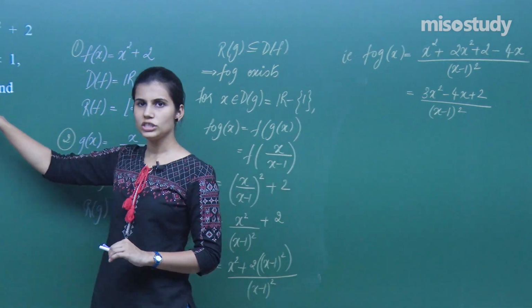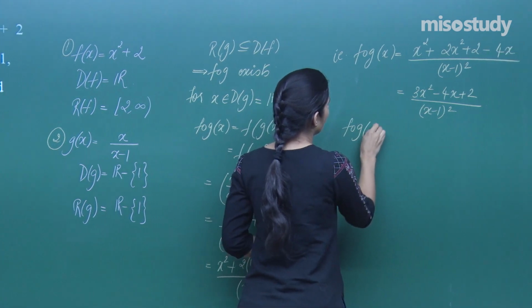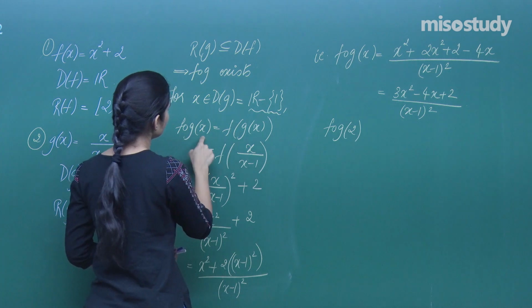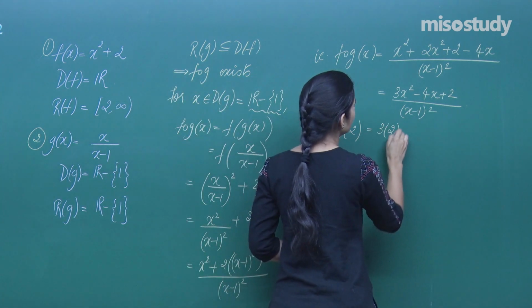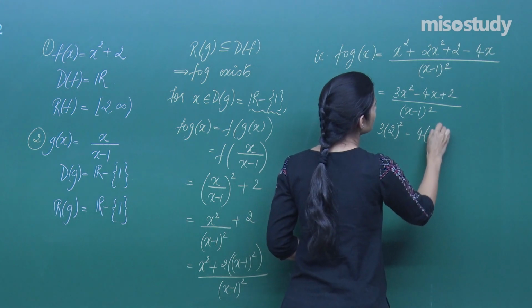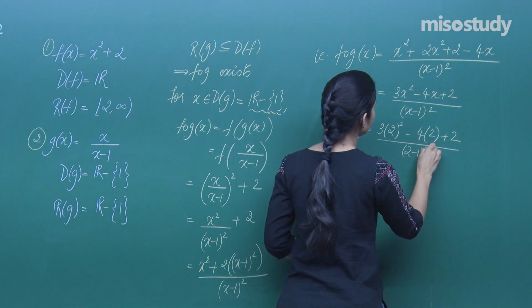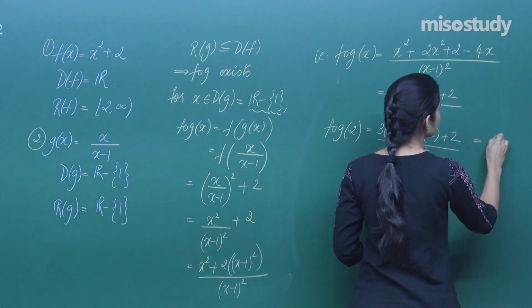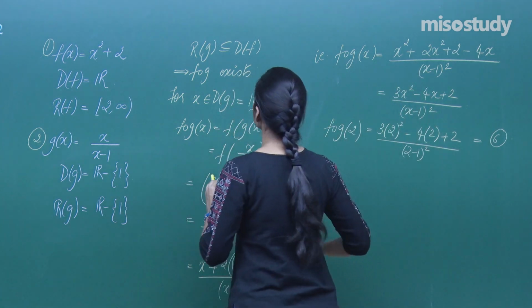And you are supposed to find FOG of 2. So FOG of 2 lies in this set, 2 lies in this set. So FOG of 2, where 2 is coming from here, will be 3 into 2 square minus 4 into 2 plus 2 upon 2 minus 1 whole square. This is 12, 12 minus 8 is 4, 4 plus 2 is 6, 6 upon 1 is 6. Similarly, you can compute GOF.